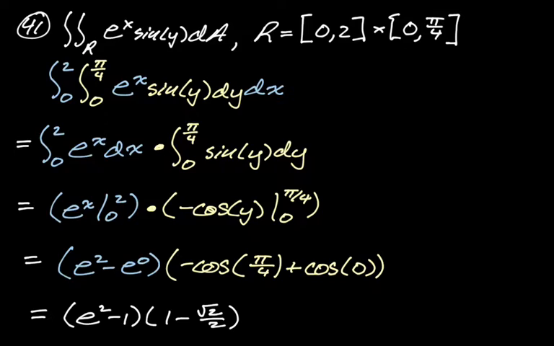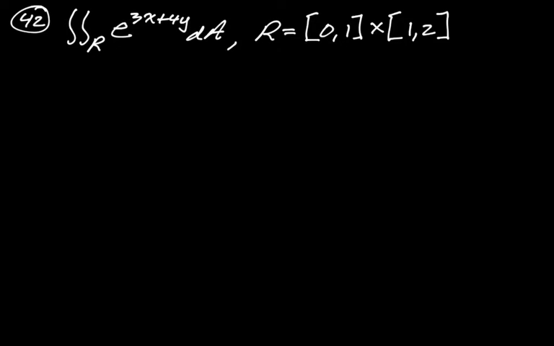All right, next up, number 42, double integral over R of e to the 3x plus 4y dA. R goes from 0 to 1 and then 1 to 2. So initially you might be thinking, we can't use that property, but we can because e to the 3x plus 4y is the same as e to the 3x times e to the 4y. So it is a product of a function of x and a function of y.